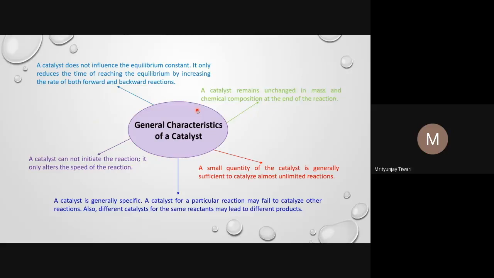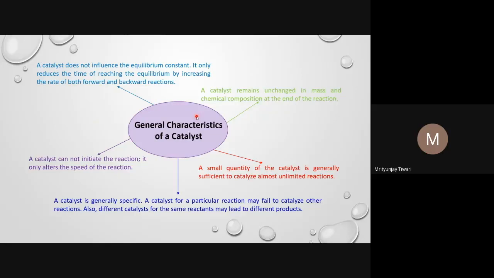So the catalyst reduces the time required to achieve equilibrium, but it does not affect the equilibrium constant. It does not affect the equilibrium concentration of reactants and products, but it increases the rate of forward as well as backward reactions. So it helps in achieving the equilibrium. Equilibrium is attained faster in the presence of a catalyst, although the equilibrium constant is not altered in the presence of a catalyst.